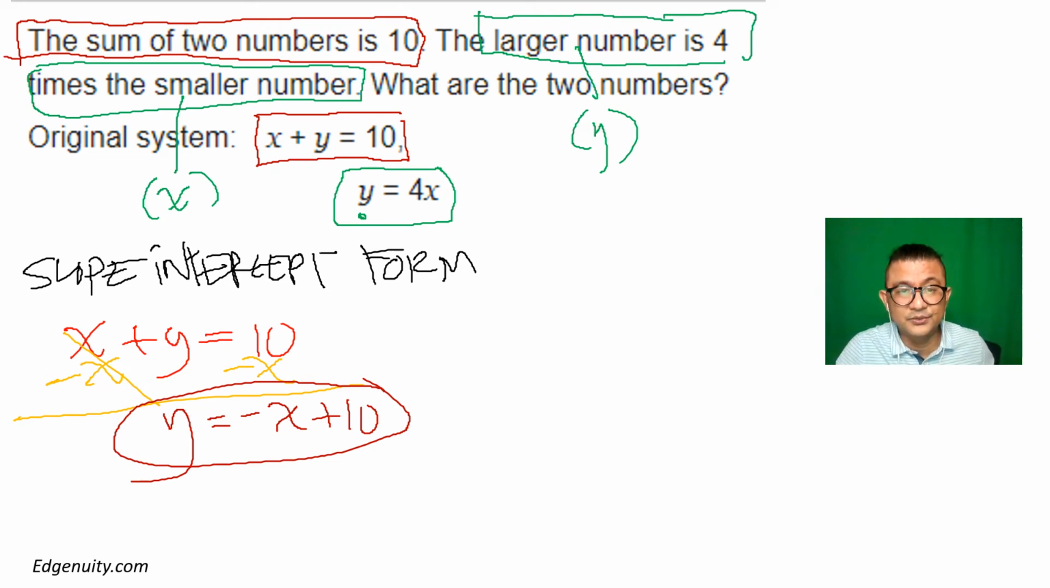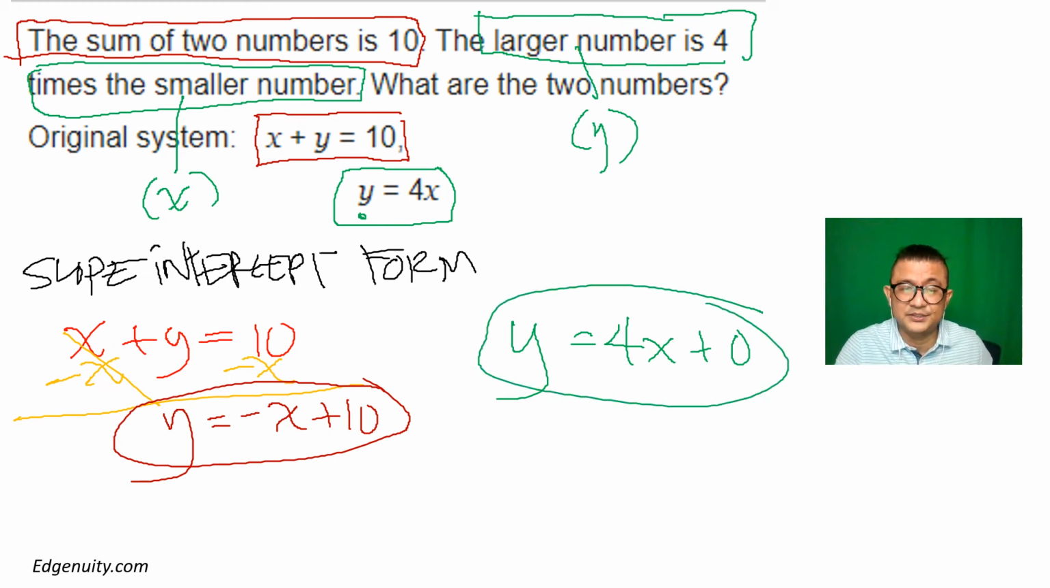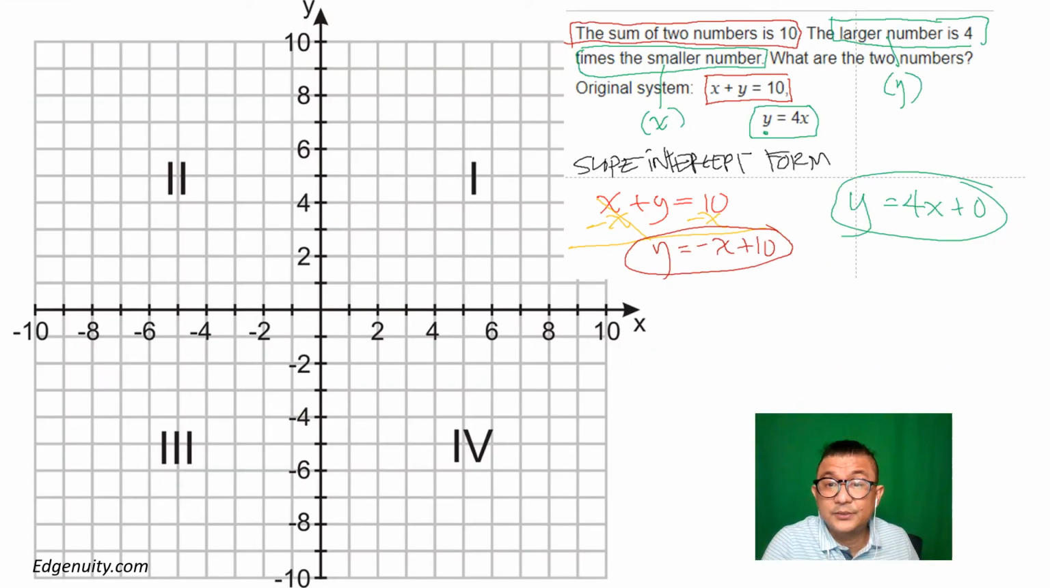Now, the one in green is already, look, y is equal to 4x. So we're good. You can even write a plus 0 there. It doesn't matter. So it's already in slope-intercept form. So what do I need? All I need to do now is to graph them. Okay? So ready to graph them? That's the next slide.